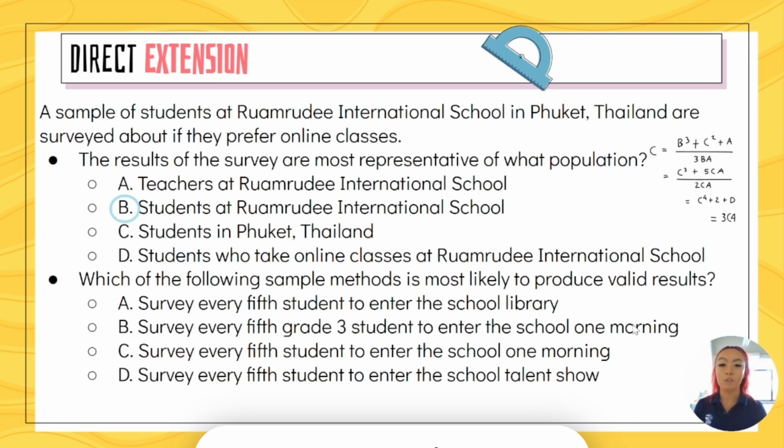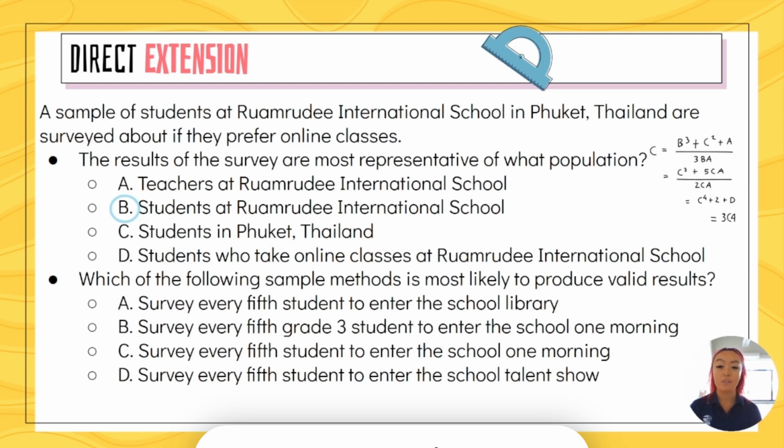So I'm going to choose choice B. But let's just take a look at why choice C and D are incorrect. Students in Phuket, Thailand, well, then the survey should have surveyed students in all of Phuket. Or D, students who take online classes at Ruamrudi International School. Well, that just wouldn't make sense because the sample is of all students at Ruamrudi International School, not just the students who take online classes.